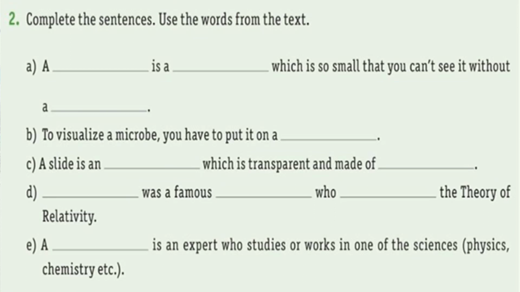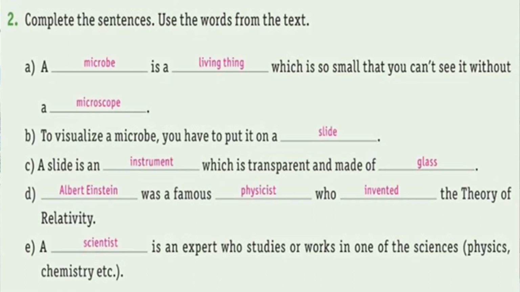B, to visualize a microbe, you have to put it on a ___. A slide is an ___ which is transparent and made of ___. Letter D, ___ was a famous ___ who invented the theory of relativity. Letter E, a ___ is an expert who studies or works in one of the sciences: physics, chemistry, etc.